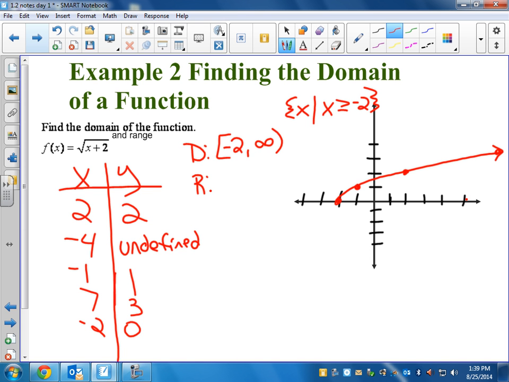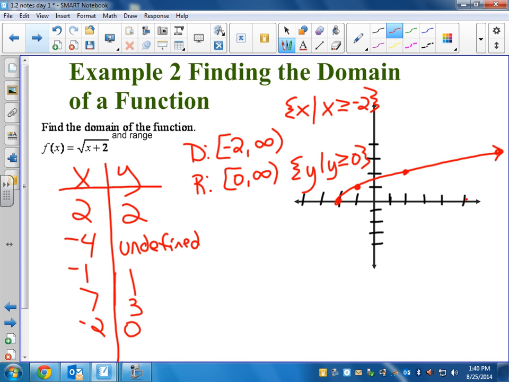The range is the y values. Also looking at the graph, where do the y values start or stop? And then do they go up or do they go down? This is the positive half, so they're going to keep going up, and this is going up really slowly, but eventually it would include all of them. So my range is going to be from 0 to infinity, or again, you could say y, because it's the range, such that y is greater than or equal to 0.